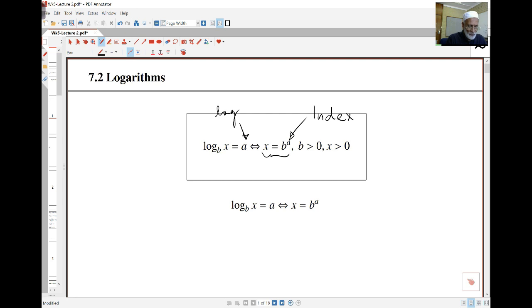In other words, when I look at the log of x to the base b, I require the number I will raise b to in order to get x. So if I raise b to the power a, I get x. That means the log of x to the base b is equal to a. The interplay between logs and indices is very important because a lot of problems to solve involve going from one to the other. Essentially, log of x to the base b is equal to a if and only if x is equal to b to the a.